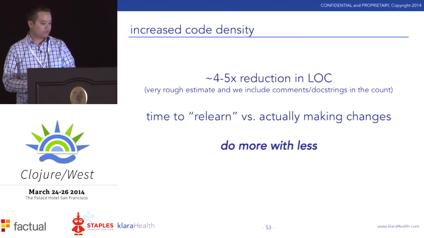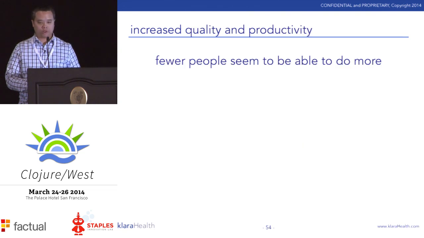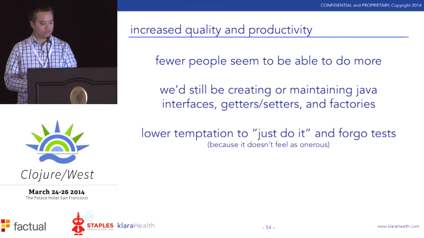And then that comes down to, just as I said earlier, doing more with less. And with fewer people, we seem to be able to do more. I joke that we'd still be creating or maintaining Java interfaces and a bunch of get and set functions, and then all the factories associated with that. Especially since at this stage in the game, we're moving pretty rapidly and constantly changing and learning better ways to capture the API. And so for us, that was really helpful.